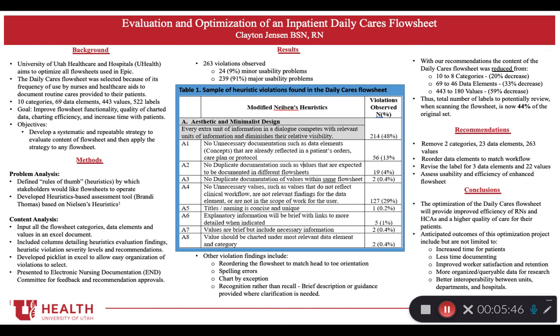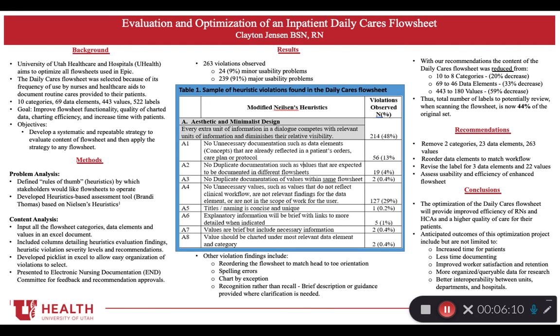Our recommendations were to remove 2 categories, 23 data elements, and 263 values, reorder data elements to match workflow, revise the labels for 3 different data elements and 22 values, and assess usability and efficiency of the enhanced flowsheet.